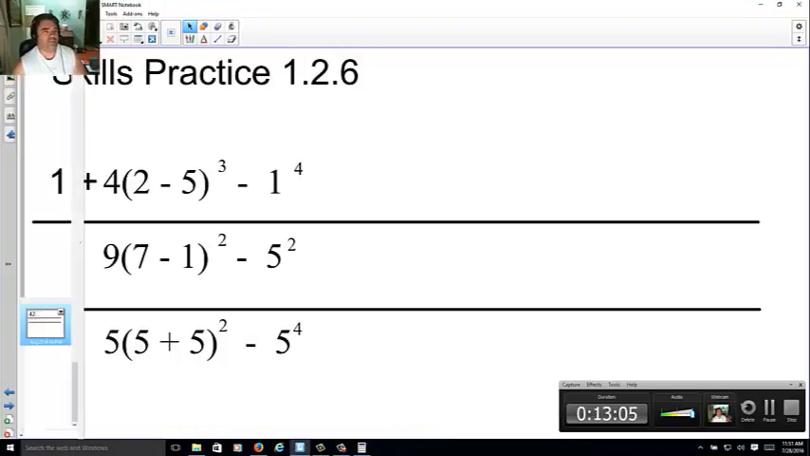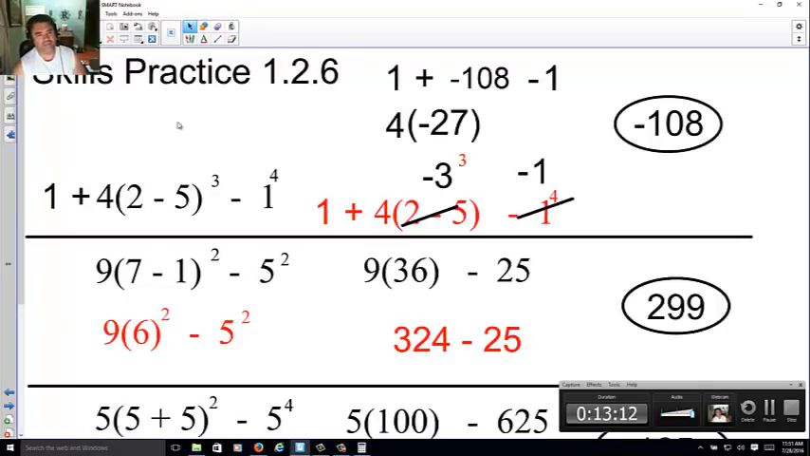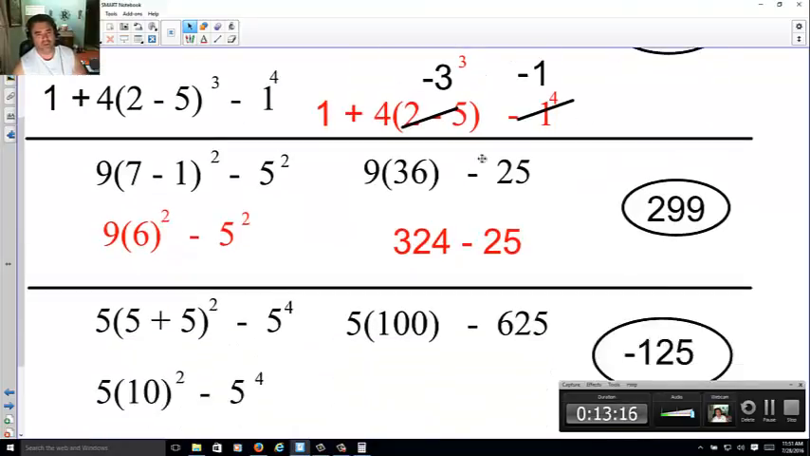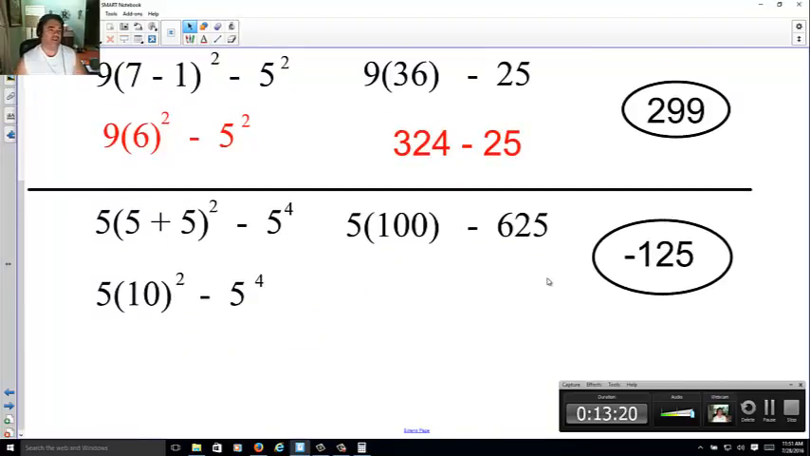And we're going to do a skills practice real quick. 1 and then the answers. Go ahead and pause. Let's see how you did. This one, by the time it's all said and done, I get negative 108. This guy looks like it's 299. And this guy is negative 125. Hope you got them all.